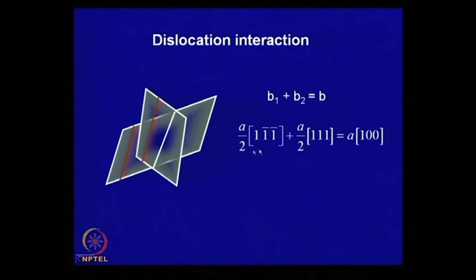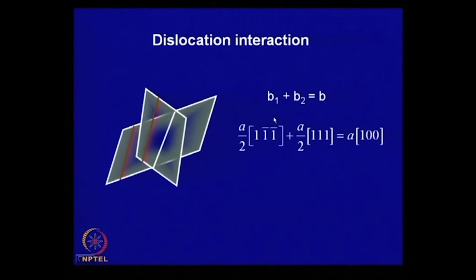Say this is one slip plane on which there is a dislocation, and it is moving along this. This is another intersecting plane, and these two planes intersect along this line. This is the line of intersection. So there is a possibility that when this dislocation comes here, this one also reaches, and the two can react and form another dislocation with a different Burgers vector, and these are all vector notation. So you can add them up.